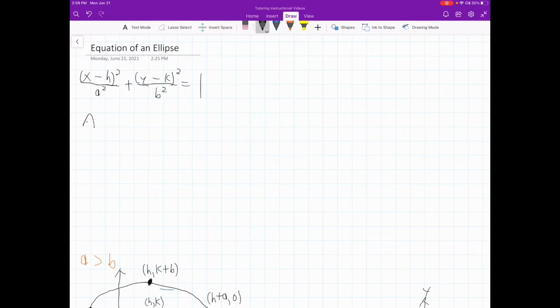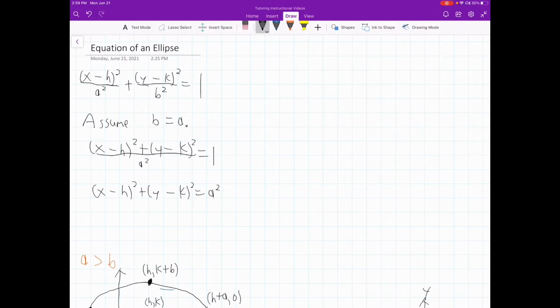Well, for a second, let's assume b equals a. Then I can rewrite what we have as (x minus h) squared plus (y minus k) squared all over a squared is 1. Multiplying both sides by a squared, I get that. And if you see my videos on the equation of a circle, you'll see this is a circle centered at h comma k with radius length a. And indeed, what we have at the top actually is an ellipse centered at h comma k.